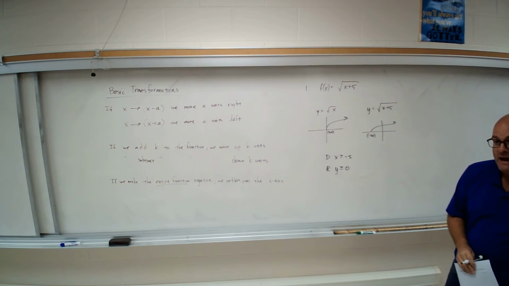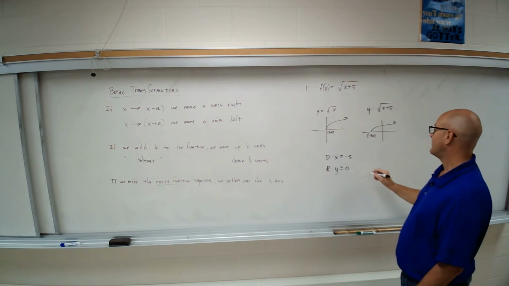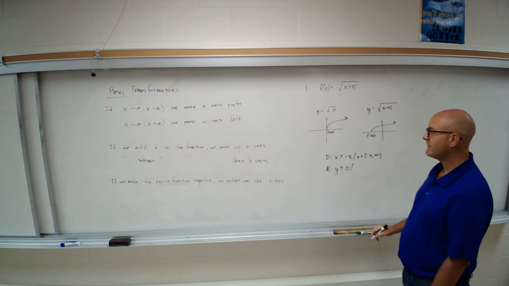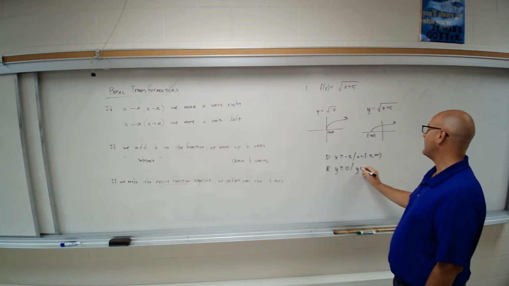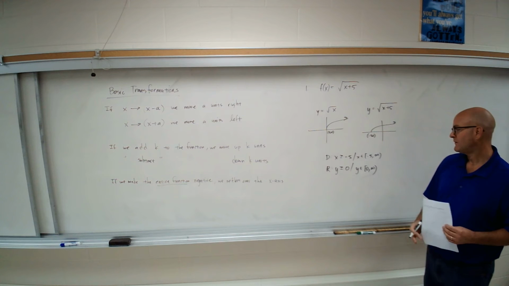You're also asked to put it in interval notation, just to compare the two. So that would be bracket negative 5 to infinity. I might even say x is contained in, just to be really thorough there. And here y is contained from 0 to infinity.